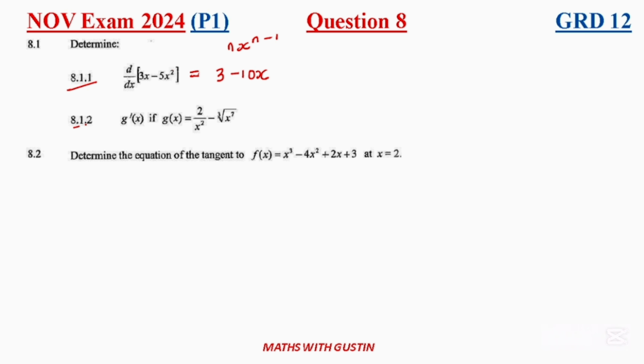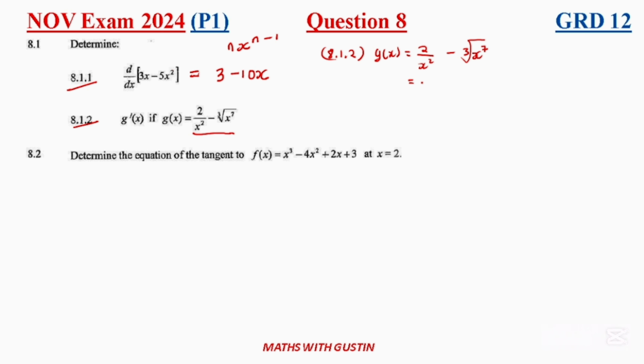Okay, so now 8.1.2. If you look at this question here, you can't derive it this way. So what you need to do now is simplify first, make everything to be on a line. In this case guys, you must also know exponent rules in order for you to be able to simplify this.